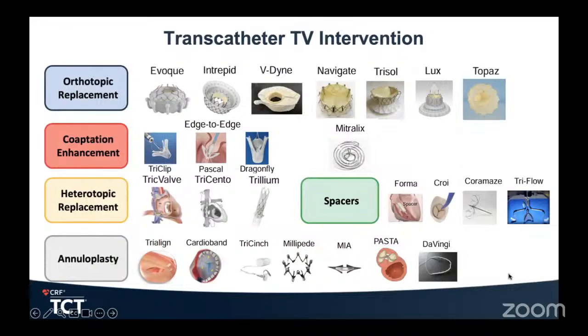And this is the entire landscape of transcatheter procedures and devices. Starting from the top, we have orthotopic replacement. We have coaptation enhancement devices like edge-to-edge repair, heterotopic replacement, when the replacement is performed not on the tricuspid valve but, for example, in the inferior and superior vena cava, all the spacers, and annuloplasty devices. So we will be discussing most of them today and see what the risk of conduction abnormalities is after transcatheter intervention.